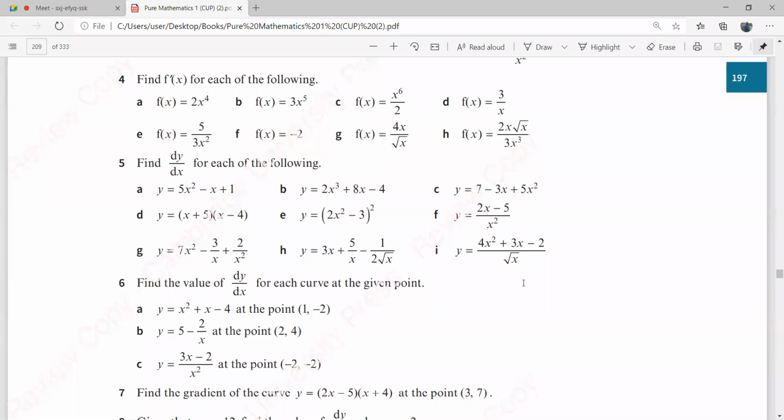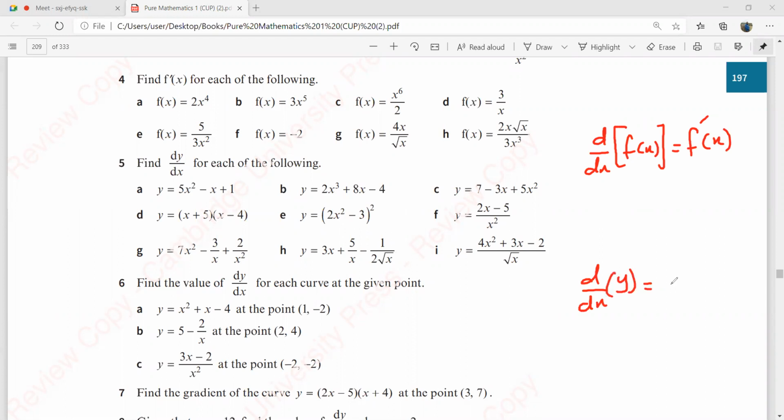Okay, welcome back. From question number 4, 5 onwards, you now have equations rather than expressions. So just note down in your notes that if you differentiate f of x with respect to x, this would be written as f dash of x. If you differentiate y, which is not a constant, this will be written as dy by dx. So dy by dx means differentiating y with respect to x.